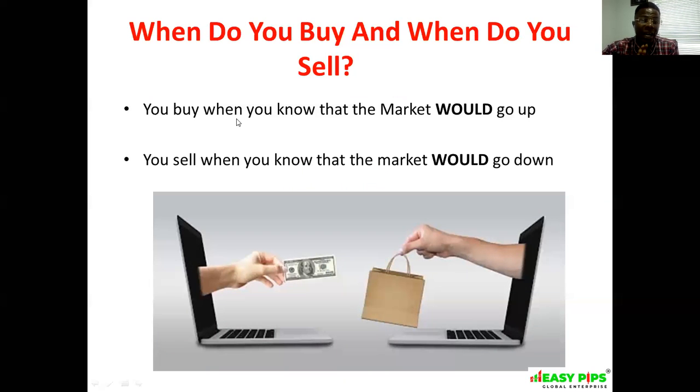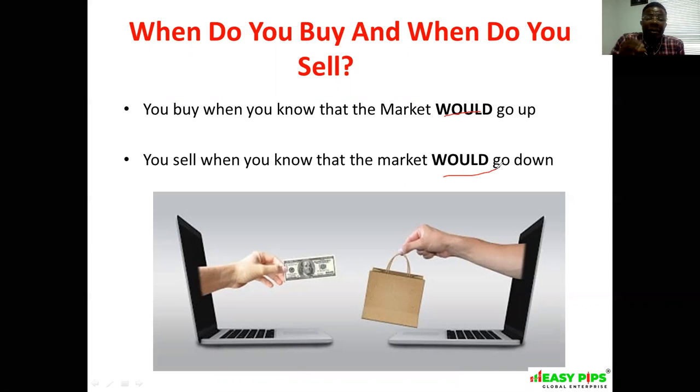You buy when you know that the market would go up, and you sell when you know that the market would go down. Can you see that the word is in capital letter and in bold format? You buy when you know that market would go up. That means market has not even moved, has not even gone up. Let's say market is still here, but you've done your fundamental and technical analysis, and you know that in the nearest future, market is going to buy.